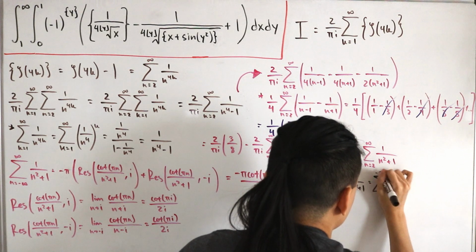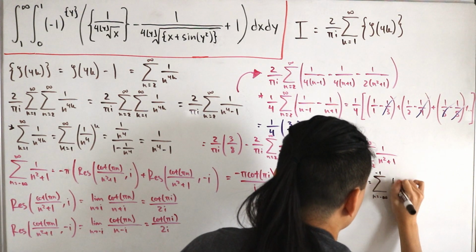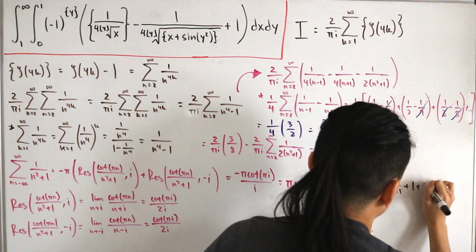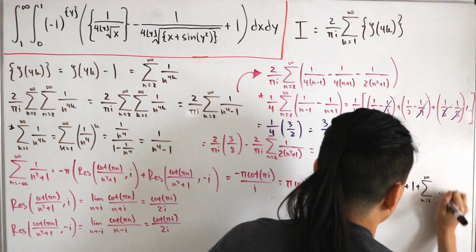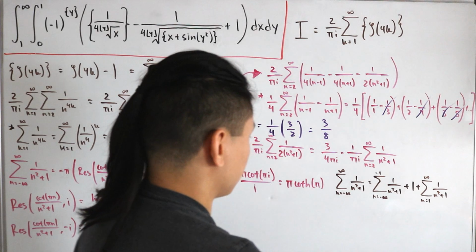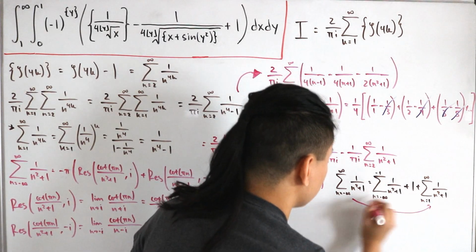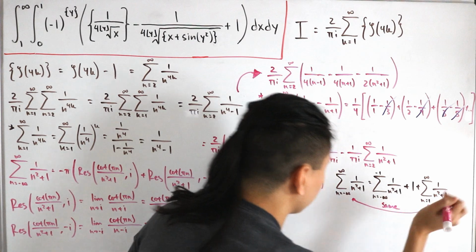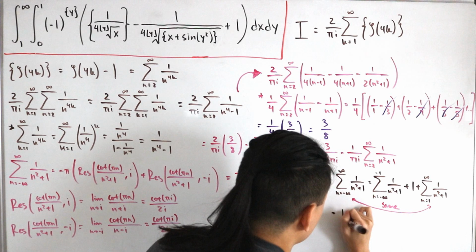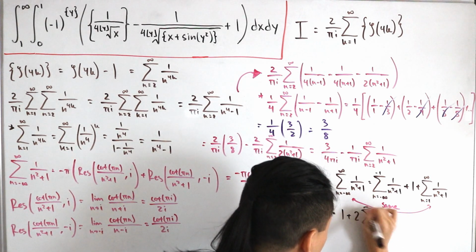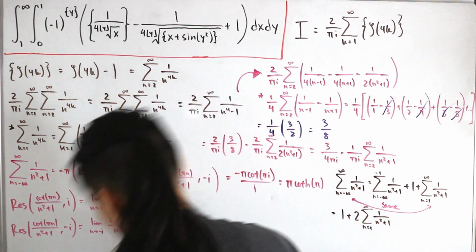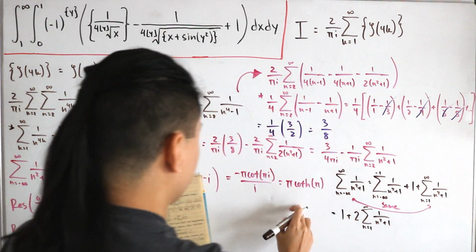So that means negative 1 on the top, n is equal to negative infinity, 1 divided by n squared plus 1. Evaluate this at 0, which is just plus 1, and then plus the infinite sum, n is equal to 1 of 1 divided by n squared plus 1. You're going to notice that these two are the same thing. The negative indices and the positive indices are the same thing when you plug in. So I can write this as a double: 1 plus 2 times the infinite sum, n is equal to 1 of 1 divided by n squared plus 1.